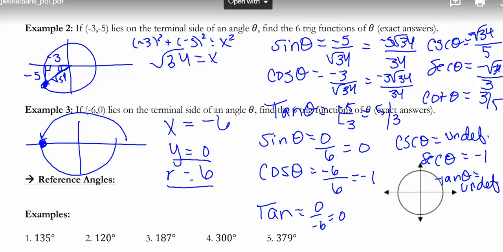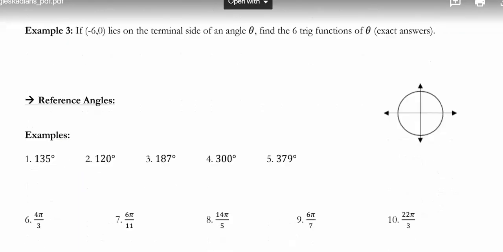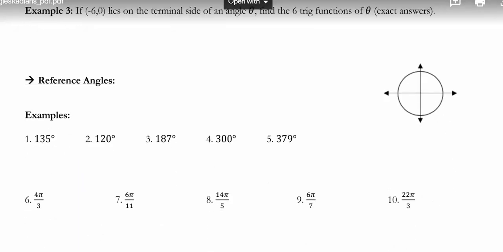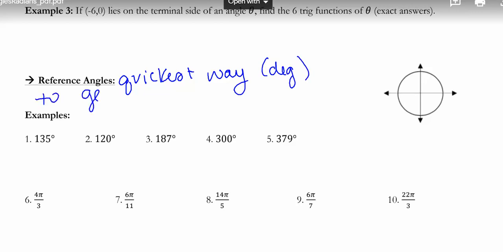So these are perfect examples of sometimes when your picture can't make a triangle, like example 1 or example 2 did, think about it as a circle, because that's where we're going, is that all of this relates to a circle. So the last thing we want to talk about is what a reference angle is. A reference angle is the quickest way to the x-axis. It is the quickest way in degrees to get to the x-axis.